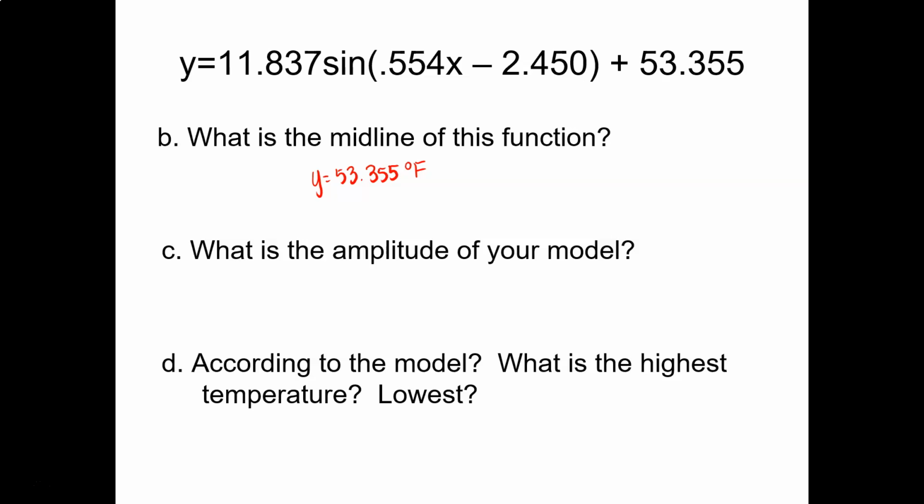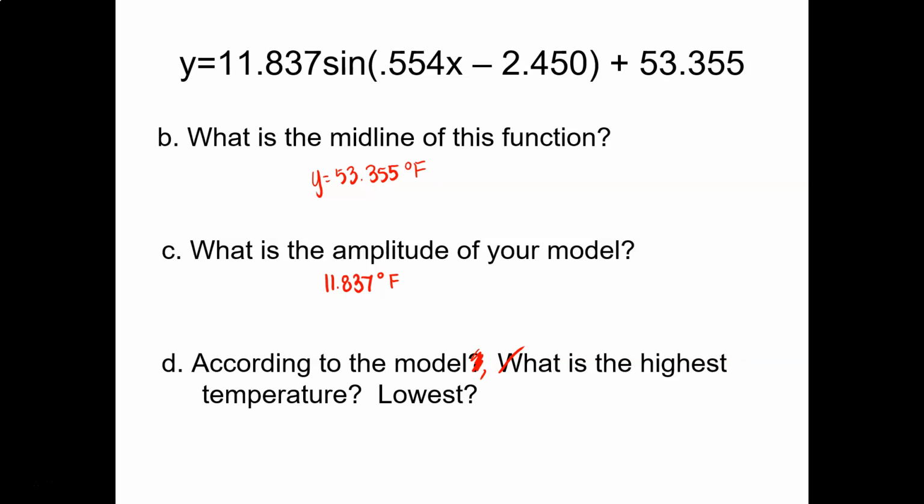Amplitude for this model. Blaine, what's the amplitude going to be? And that's also degrees Fahrenheit. We're going to go that much above and that much below our average. There should not be a question mark there. There should be a comma. So according to the model, which means we also need to lowercase that W right there, what is the highest temperature? What about the lowest?